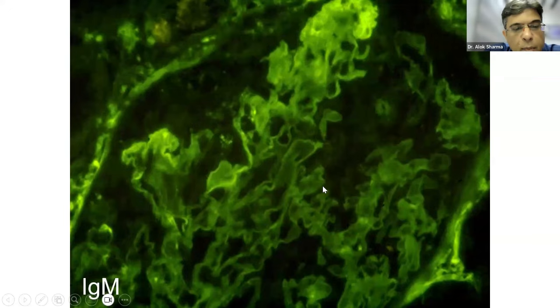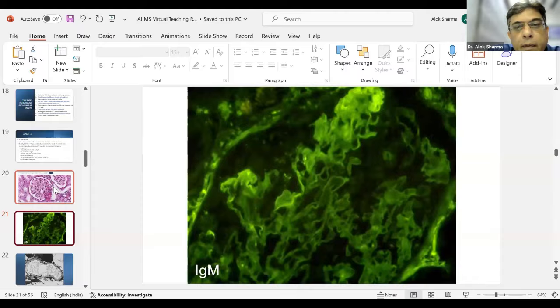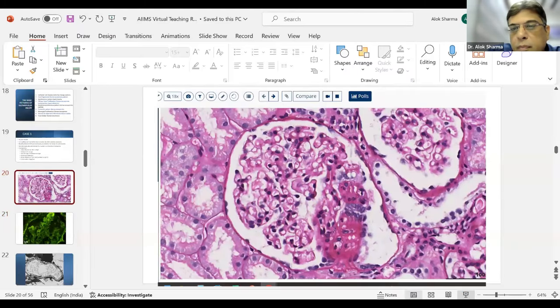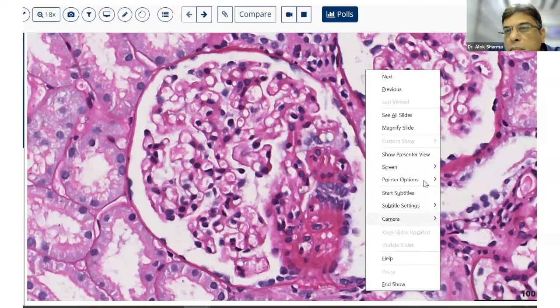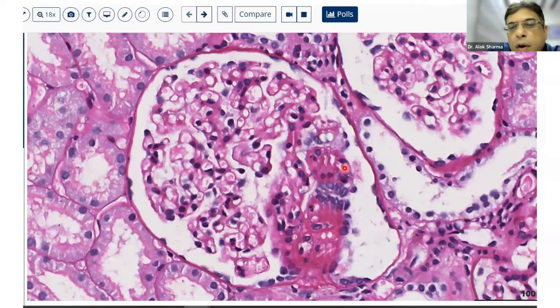I'll just start the pointer here. So these structures which my pointer is pointing to right now are the podocytes. So what has happened? This was a normal area before it started getting sclerosed. And as it got sclerosed, the capillaries got adhered to each other, but the podocytes which were there got huddled together. So wherever you have areas of sclerosis, you will find there is an overlying huddle or a corona of podocytes which you can see.